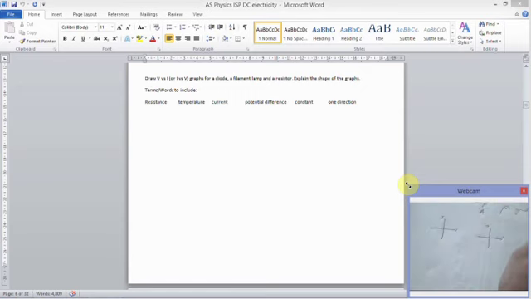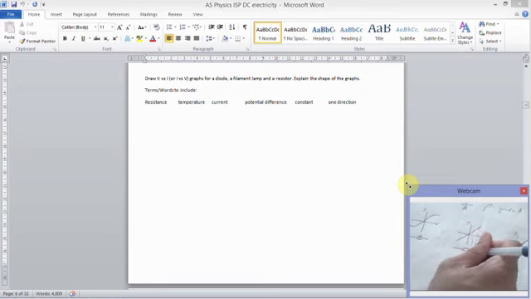Right, so let's draw the shape of these. We've got one that's like that, another that's like that, and then another like this. It's probably a bit further along before it curves up. So that's our filament lamp, that's our resistor, our ohmic conductor, and this is our diode. Remember, diodes have that little triangle with a line in it.